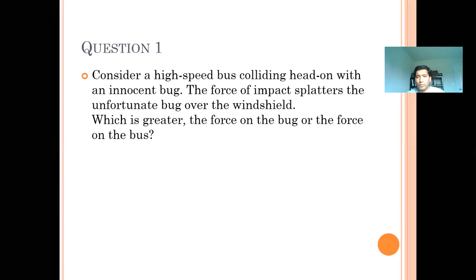Consider a high-speed bus colliding head-on with an innocent bug while driving through the interstate or through the forest. There are many bugs colliding with the front shield of your car. The force of impact splatters the unfortunate bug over the windshield, right? Which is greater, the force on the bug or the force on the bus? Answer it first. Within a couple of seconds, I will answer you and explain.